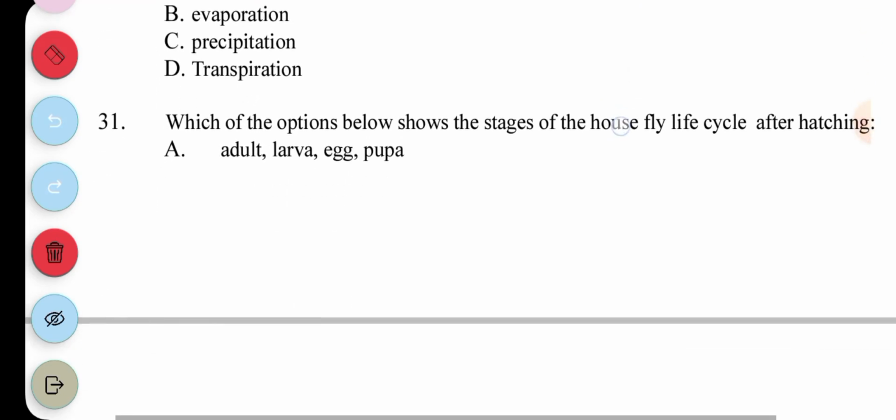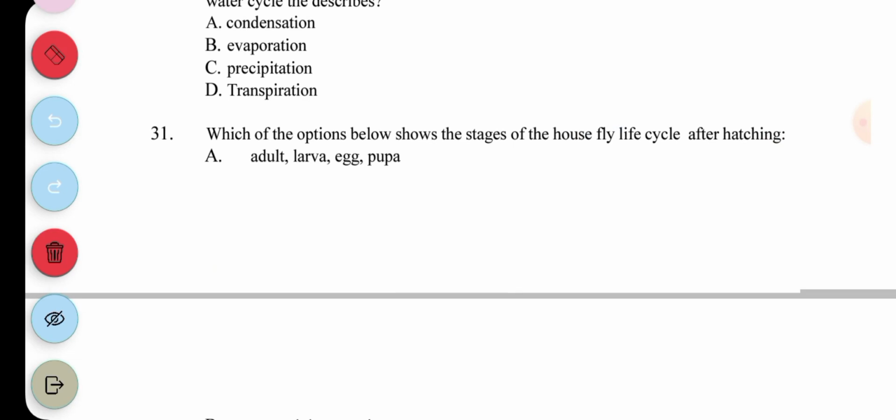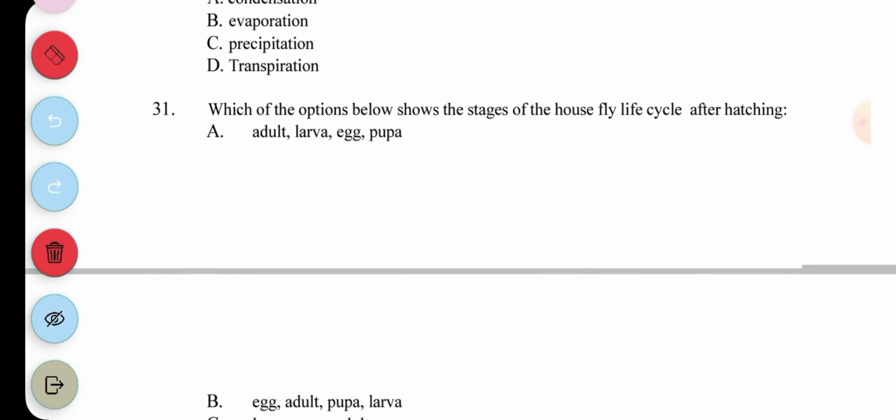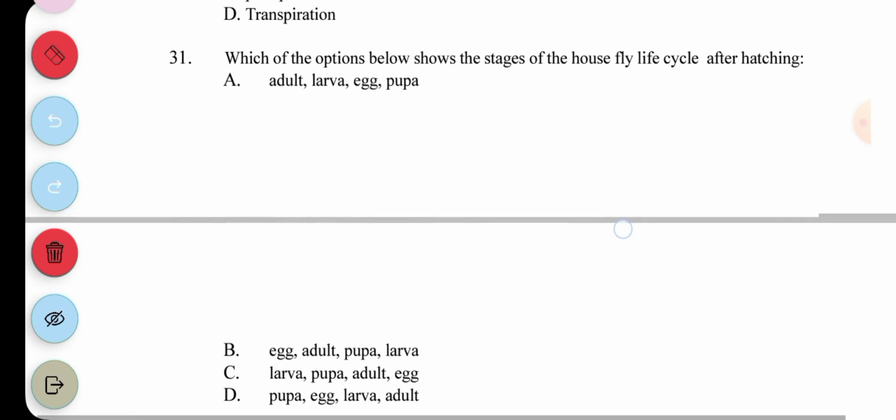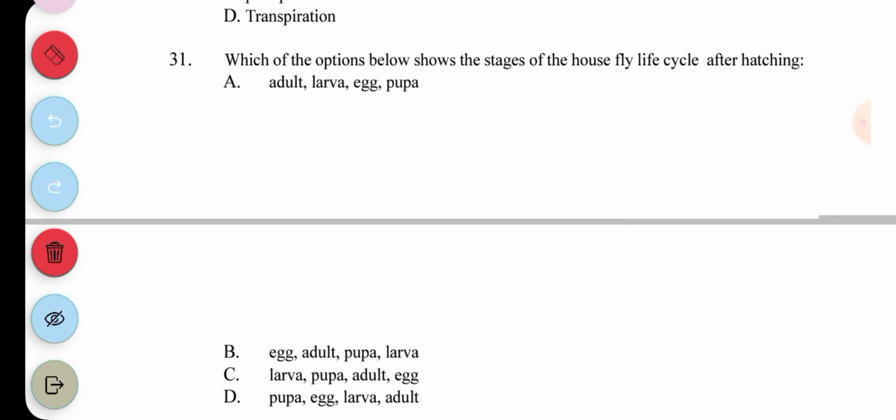31. Which of the options below show the stages of the housefly life cycle after hatching? A. Adult, larva, egg, pupa. B. Egg, adult, pupa, larva. C. Larva, pupa, adult, egg. D. Pupa, egg, larva, adult. The answer to question 31 is C. Look at it closely. A larva, a pupa, adult, the adult lays an egg. So the answer is C.